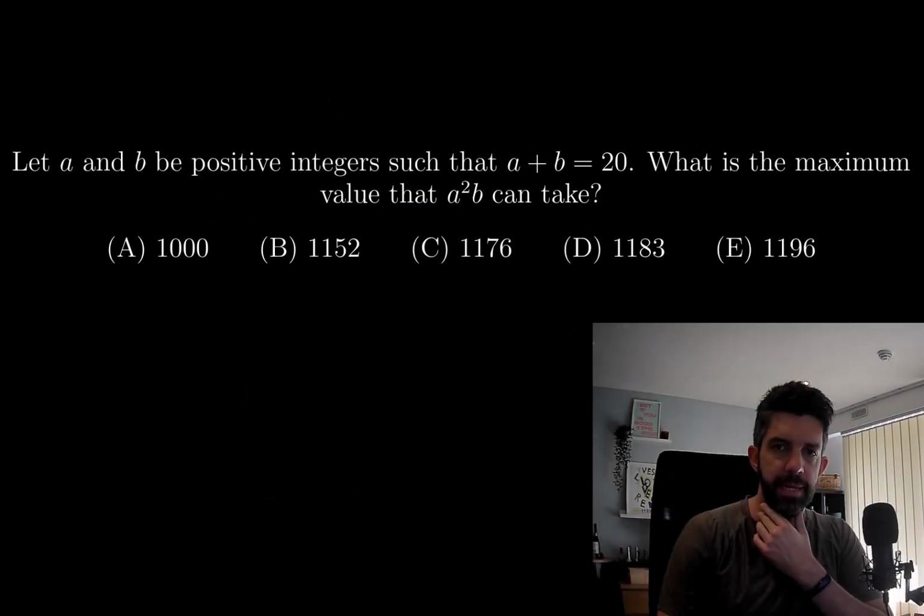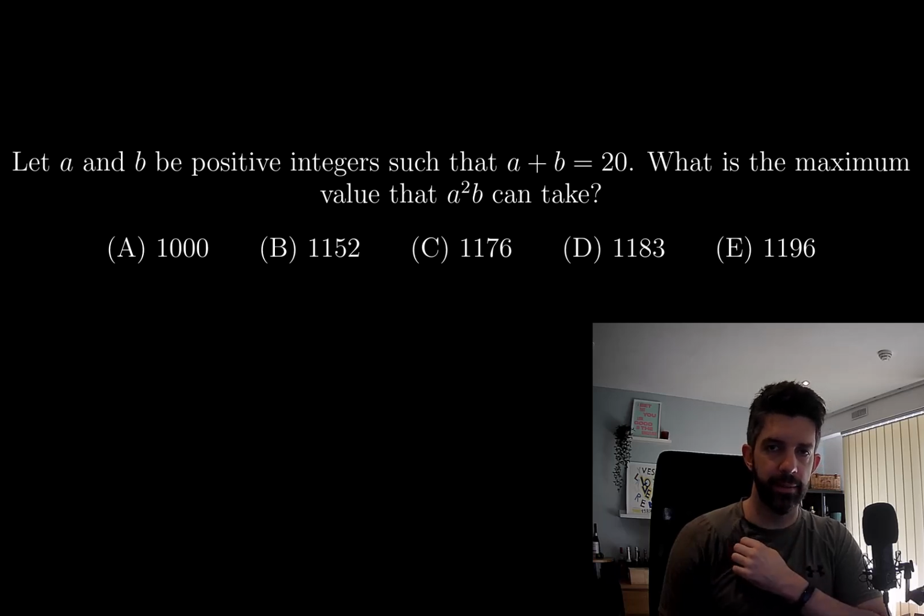Let a and b be positive integers such that a plus b is equal to 20. What is the maximum value that a squared b can take?